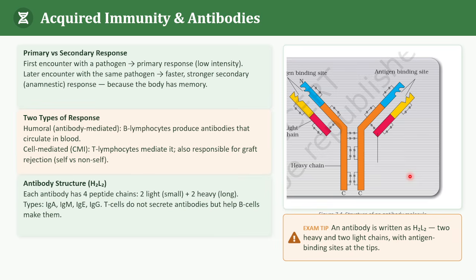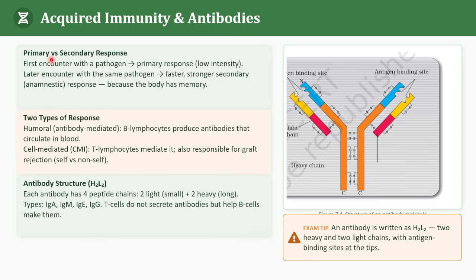Now let's imagine that the same pathogen enters your body for the first time. Your immune system has never seen it before. So it takes some time to recognize the pathogen and produce an immune response. This is called the primary immune response. The primary response is relatively low in intensity because it is the first time.